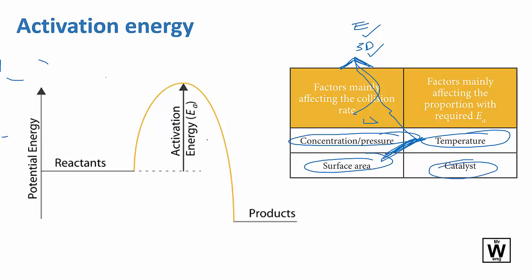Now, of course, the catalyst is decreasing the activation energy and therefore making it much easier for a higher proportion of molecules to have enough energy to reach that activation energy. Temperature is acting slightly differently, and it's doing the same thing. It's raising the potential energy of everything.